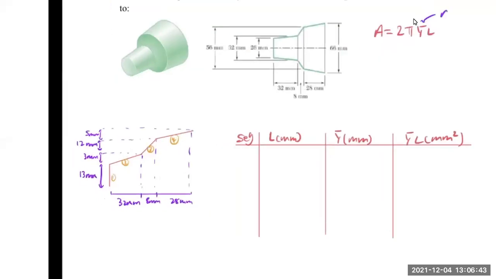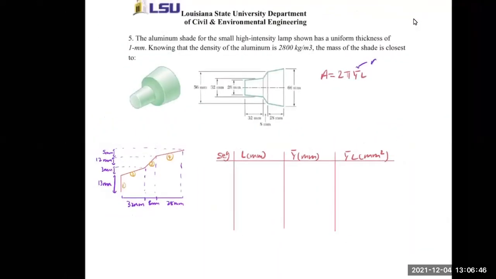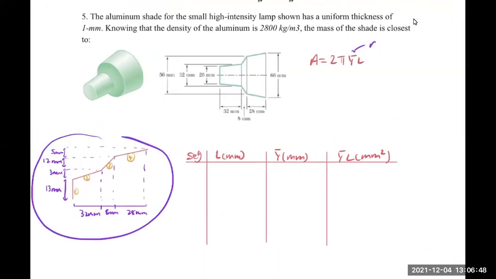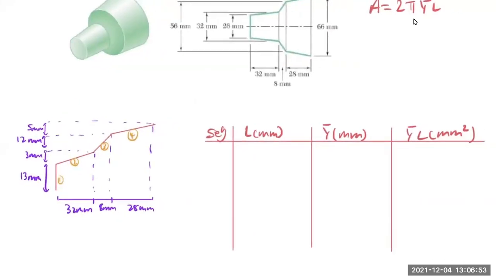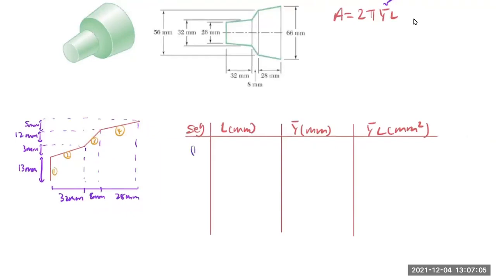First, if you zoom in and look at this one right here, it's basically just half of this aluminum shade. So I have segment 1, segment 2, segment 3, and segment 4. The length for segment 1 is simply 13 millimeter. But for segment 2, we have to use the Pythagorean theorem to find the length right here.